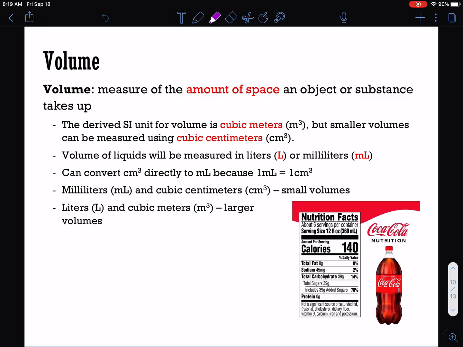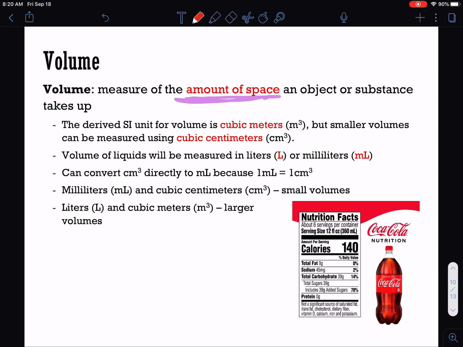Today what we're going to be doing is going over the last little section of our notes for matter, which is volume. So remember the first part of matter was mass, and mass is the measure of the amount of matter in an object or substance. Now we're looking at volume, which is the second part of matter. And volume is the measure of the amount of space an object or a substance takes up. So now we're looking at the amount of space. How much space does it take up, basically? How much area? Where does it occupy? Is another way to say it.